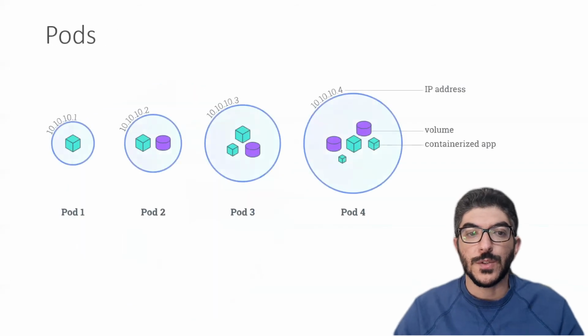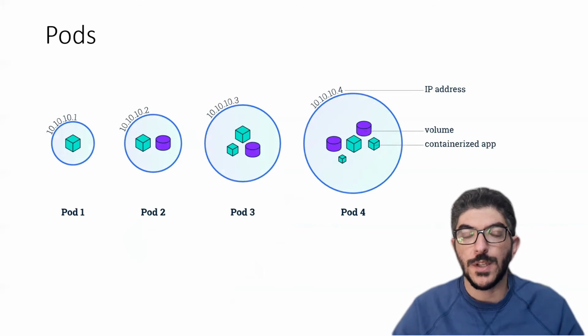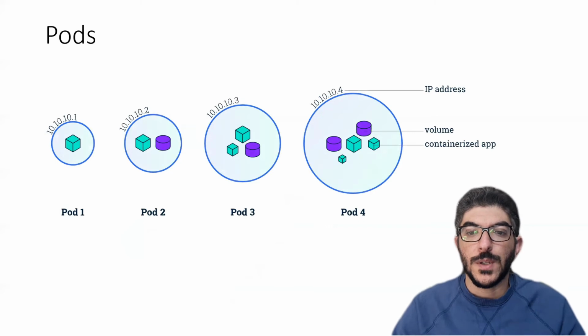Let's go to the next concept, which is the pod. The pod is the building block, the main building block of Kubernetes. If I need to deploy a container, I need a pod that contains this container. So the pod is the unit. Any pod has an IP address, it can host 1 or more containers, and it has a volume. The volume is the storage that is accessible to the containers.